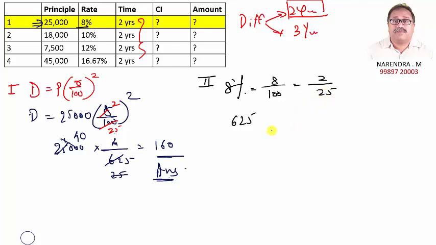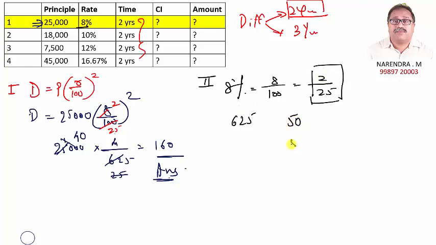Okay. Now we'll take the first year interest, and then the second year interest. What will be the first year interest? The interest will be 2 by 25 of the principal. And what is 2 by 25 of 625? That gives us 50, because 625 gets cancelled by 25 times, and 25 into 2 is 50. So for the first year my interest is 50.